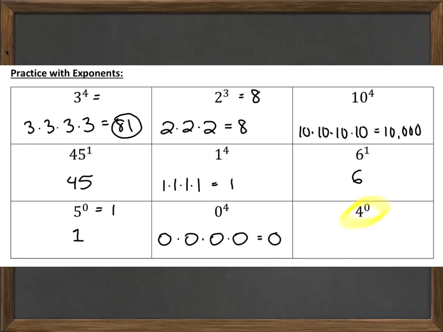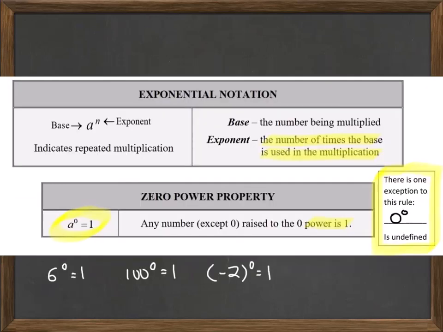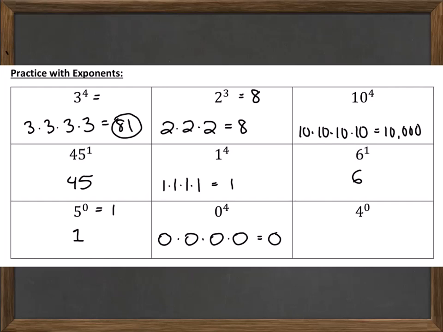So 4 to the 0 power is basically the same as 5 to the 0 power. Again, remember this 0 power property. Anything raised to the 0 power, except for 0 itself, is 1. Therefore, just as 5 to the 0 power is 1, so 4 to the 0 power is also 1. So that's our final answer.